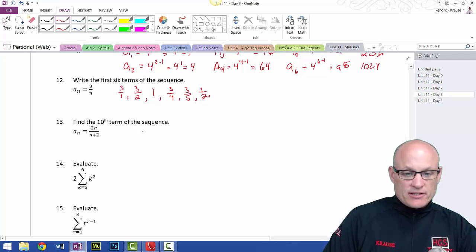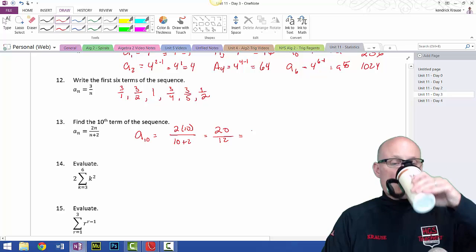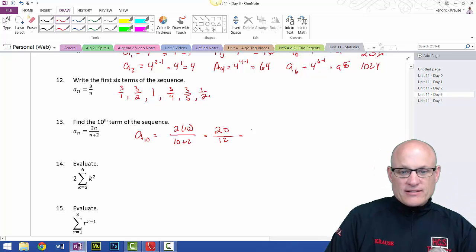Find the 10th term of this sequence. Well, I just got to plug in 10. So a sub 10 is equal to 2 times 10 all over 10 plus 2. So this would be 20 over 12. And of course that reduces to 10 over 6. Let's see. 4 goes in there 5 times, so 5 over 3 if you reduced it.